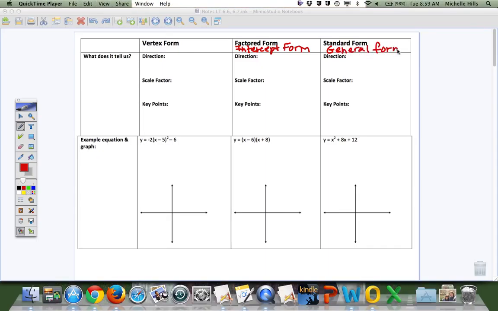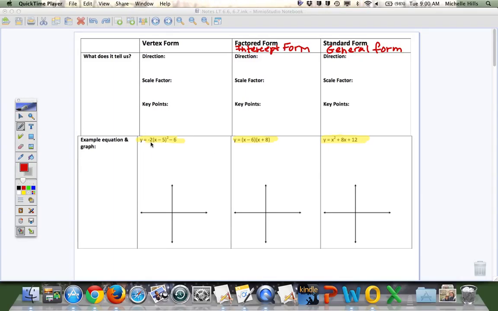Each of these forms gives you a certain amount of information. There's some information in common that you can tell by just looking at the equation, but each of them also has something very unique that you can tell. So here's an equation in vertex form, here's an equation in factored or intercept form, and here's an equation in standard or general form.